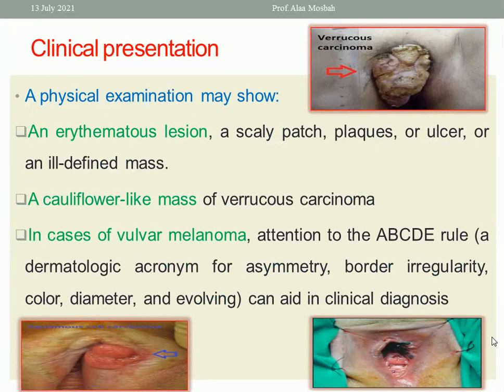What about the physical examination? During local examination, you will see erythematous lesions, scaly patch, ulcer, cauliflower mass, or ill-defined mass, plaques. In case of vulvar melanoma, pay attention to the ABCDE rule. A for asymmetry, look at this picture please. A for asymmetry, B for border irregularity, C for color, D for diameter, and E for evolving.